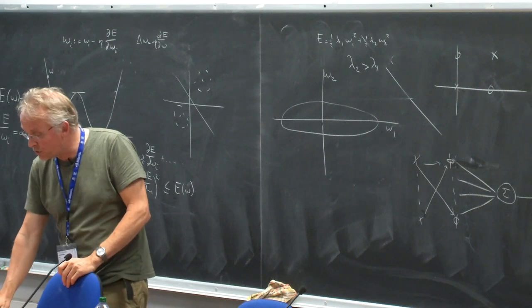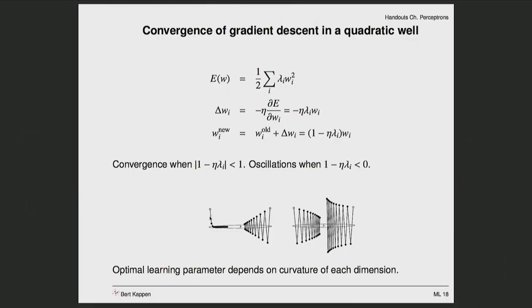So if you do this learning rule, you start here, you see that in this steep direction, you get fast convergence. And in this shallow direction, you get slow convergence, right? So the typical line, you're not going to the origin like that. You go like this in this curving case.